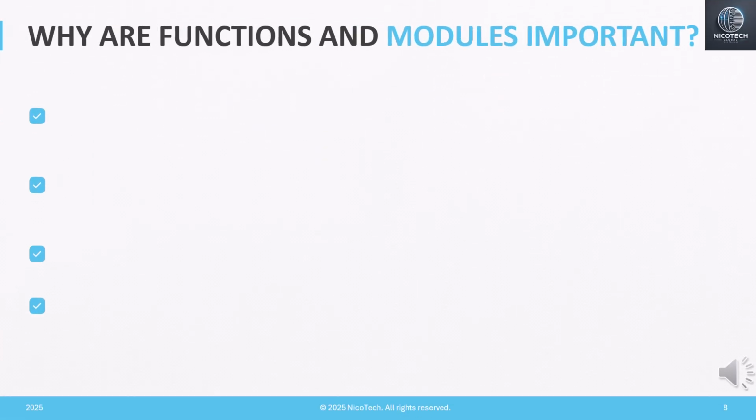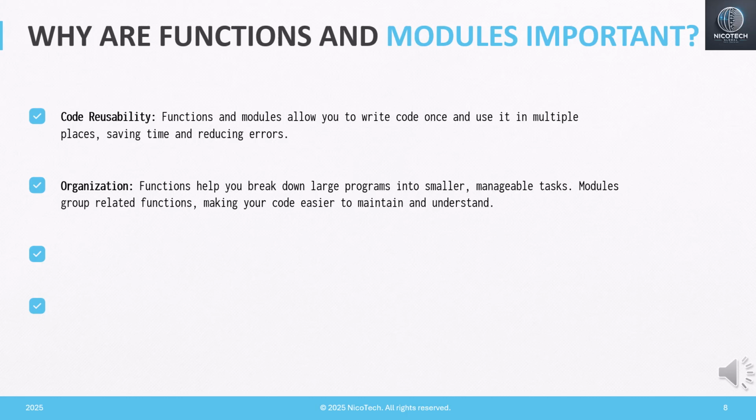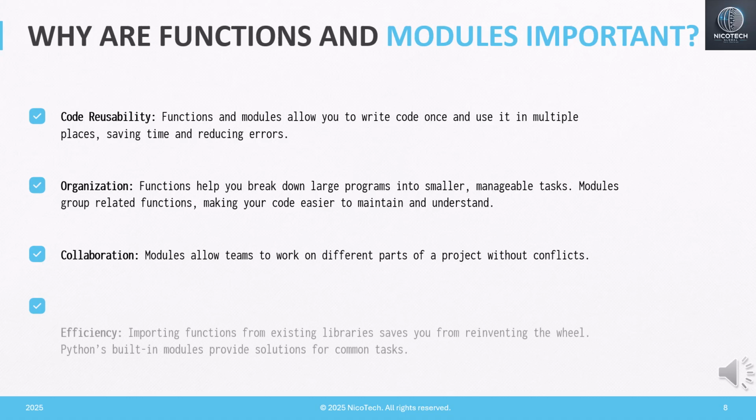Why are functions and modules important? Code reusability. Functions and modules allow you to write code once and use it in multiple places, saving time and reducing errors. Organization. Functions help you break down large programs into smaller, manageable tasks. Modules group related functions, making your code easier to maintain and understand.